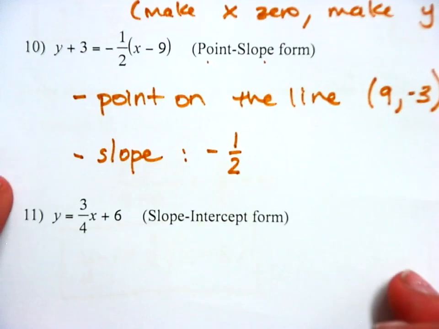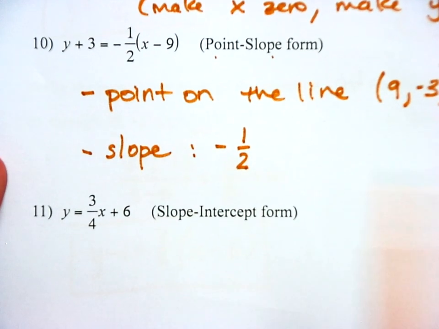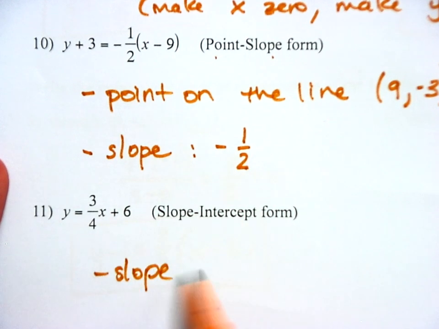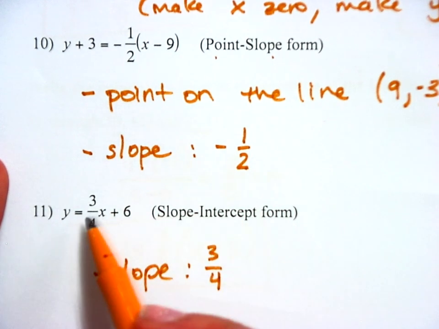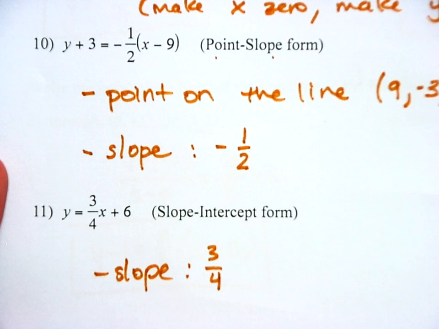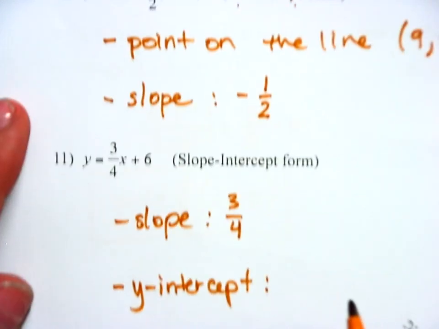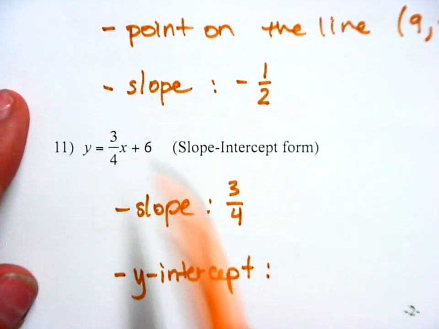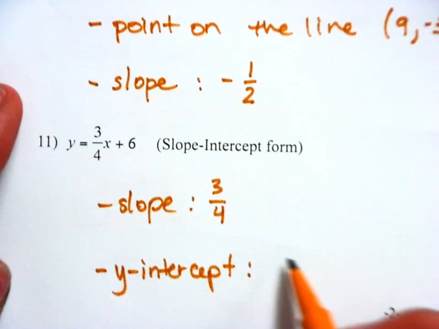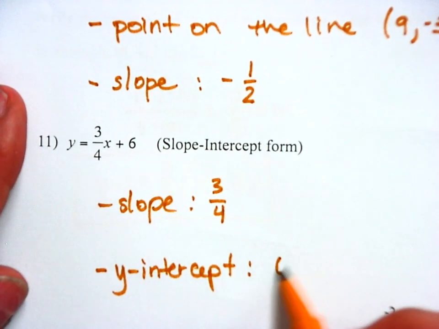All right, and then last thing, slope-intercept form. Now again, look at the name. We can find the slope, that's this number right here. So slope is 3/4 in this situation. And the y-intercept is going to be this value right here, which is positive 6. So that means on the graph, I would have the point (0, 6).